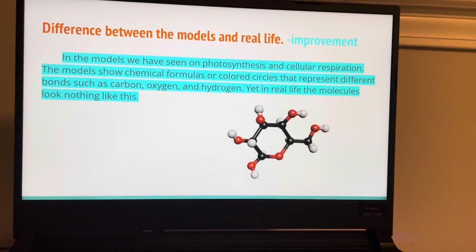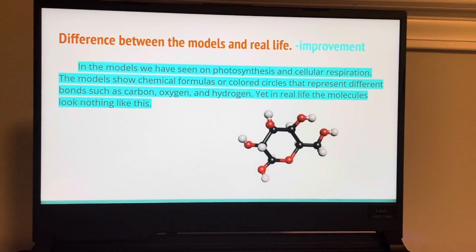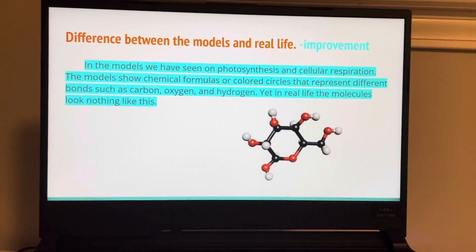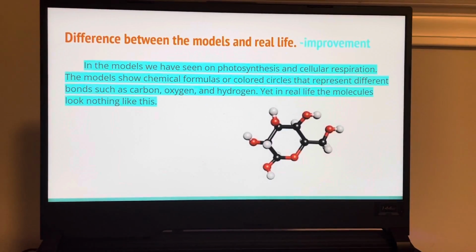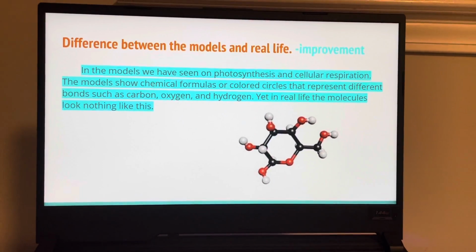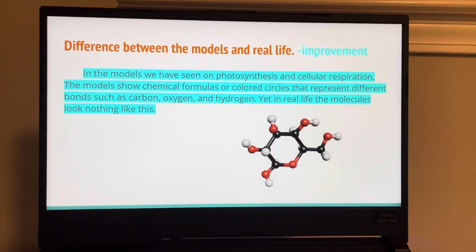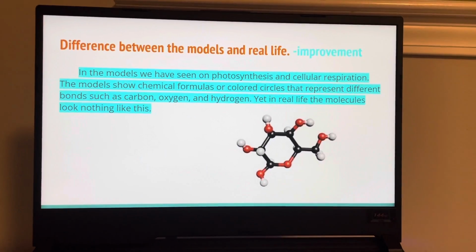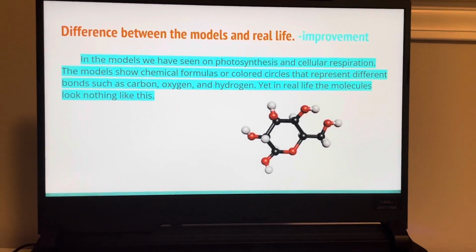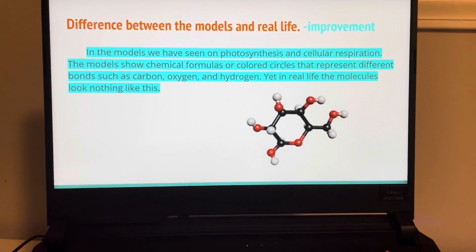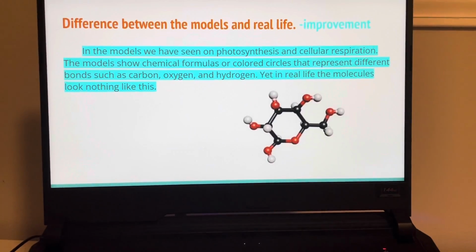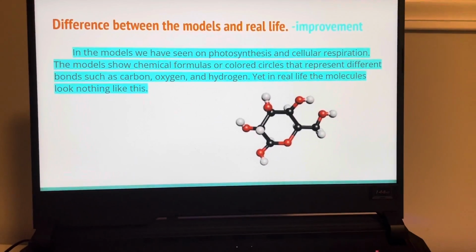What is the difference between models and real life? In the models we have seen on photosynthesis and cellular respiration, it shows only chemical formulas or colored circles that represent different atoms such as carbon, oxygen, and hydrogen. Yet in real life, these molecules look nothing like this. An example of this is shown below. We can see a glucose molecule, and as you can see, all of the atoms are these little circles.